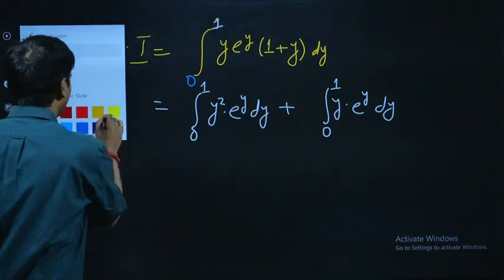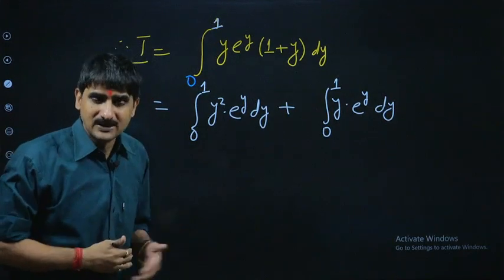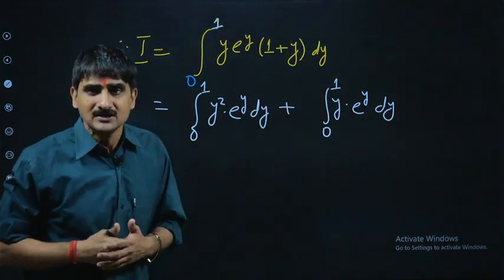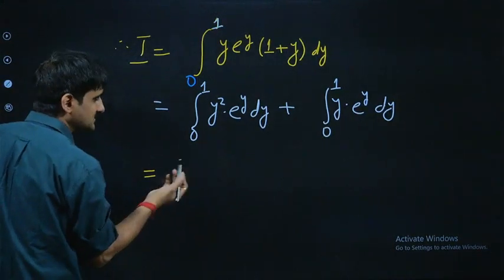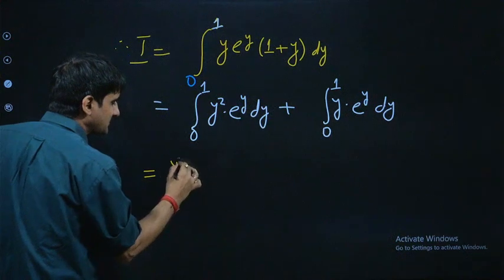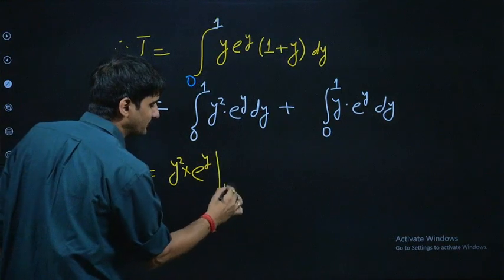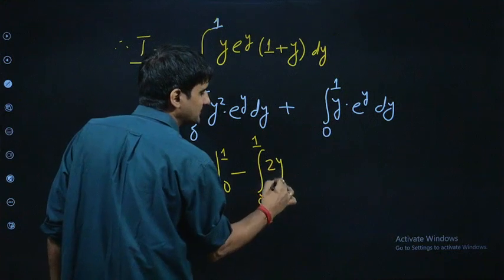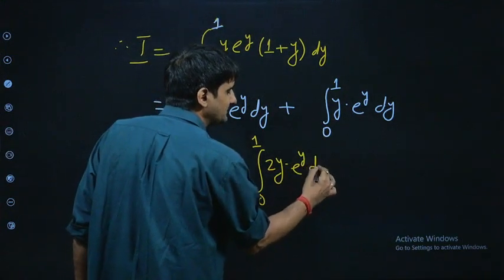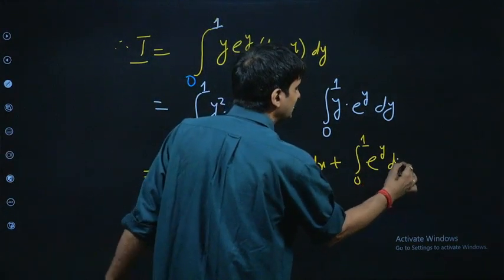Okay, now integration by parts, the ILATE rule. The algebraic function y squared appears before the exponential function, so it has to be the first function. Applying it, first function into the integral of the second function, which is e raised to the power y, limit from 0 to 1, minus limit from 0 to 1 derivative of the first function into the integral of the second function, and plus 0 to 1 e raised to the power y dy here.